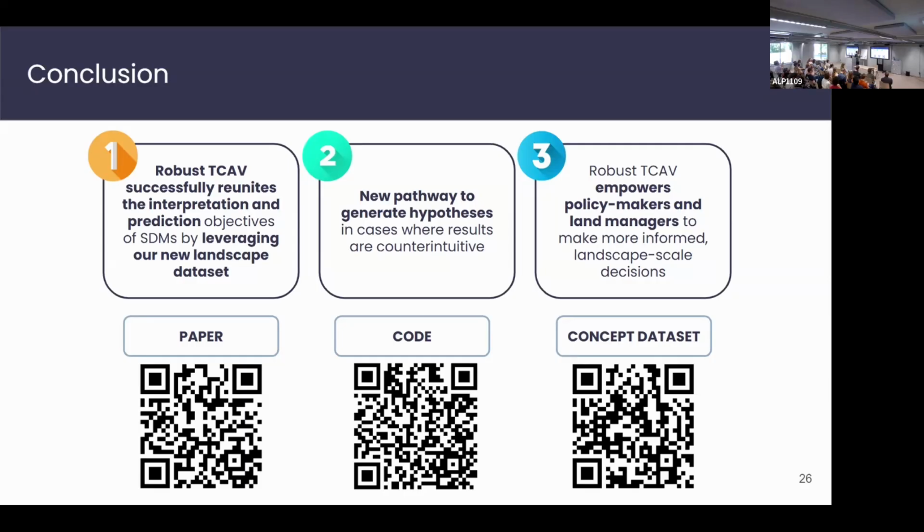And finally, robust TCAV, we feel like it can empower the policymakers and the land managers because we have landscape scale decisions, and not just that at this location there is an insect, cool, but we would like to know at a broader scale. And so you can find the paper, code and dataset here, the paper which got accepted last week at ECML. So yes, thank you.